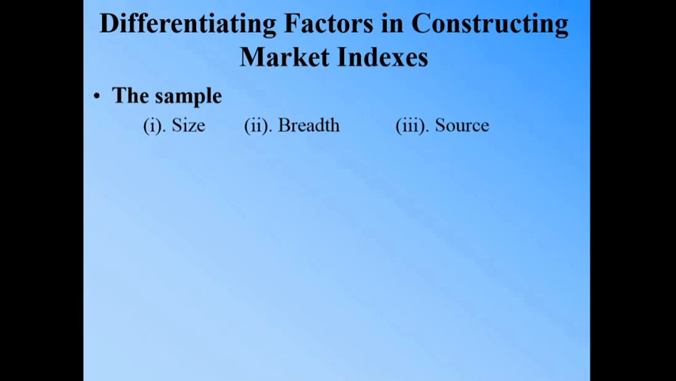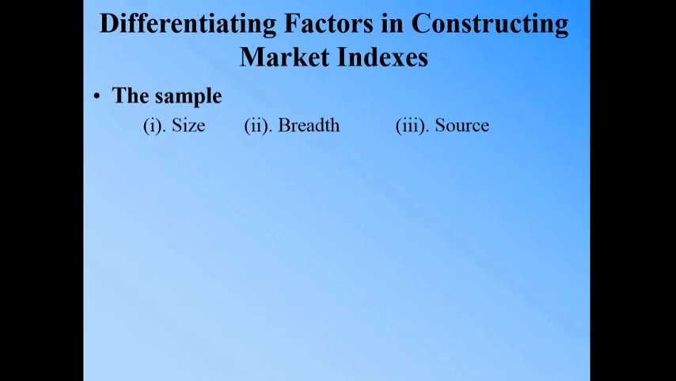And the last one is the source, from where the companies are being selected. They are selected from a particular sector, or it covers all the sectors. All the sectors are represented there. So that is the source, from where these companies are being selected. So it can be different. There can be indexes which are only based on the financial sector. There can be indexes which include all sectors. There can be indexes which are only related to technology. So that is the source.